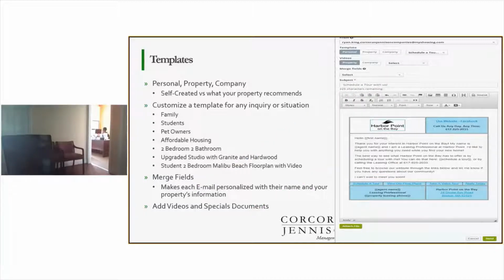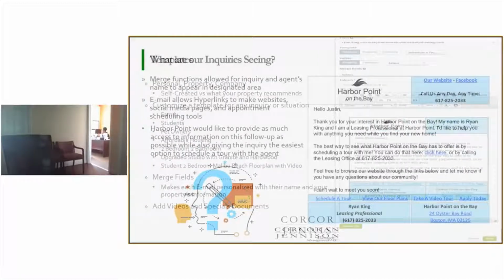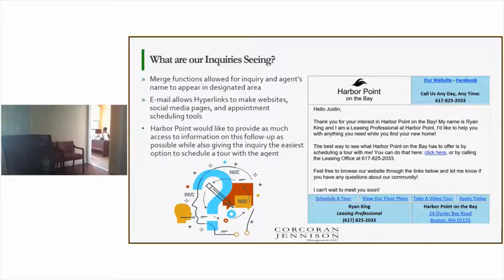Awesome. So this was just an example email that I sent to Justin. As you guys can see, it says, hello, Justin. Okay, that was part of the merge field because I used Justin's name as the inquiry. Then at the bottom, it has all of your information. So it has the property information on the right as Harbor Point in the Bay, along with our address. And then it also has the agent name and then my office number on the left.